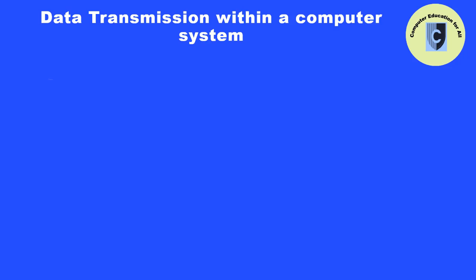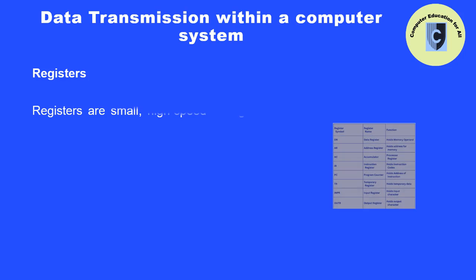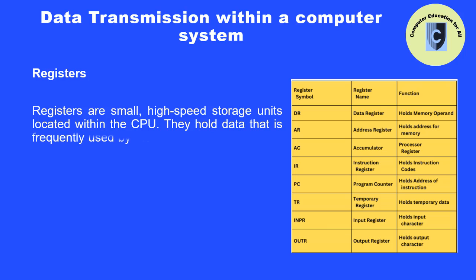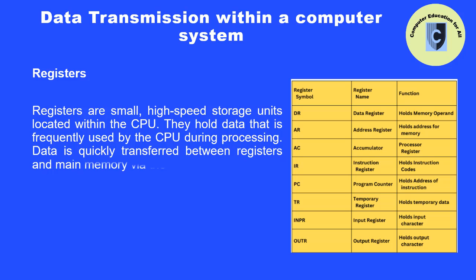1.36. Registers. Registers are small, high-speed storage units located within the CPU. They hold data that is frequently used by the CPU during processing. Data is quickly transferred between registers and main memory via the buses.